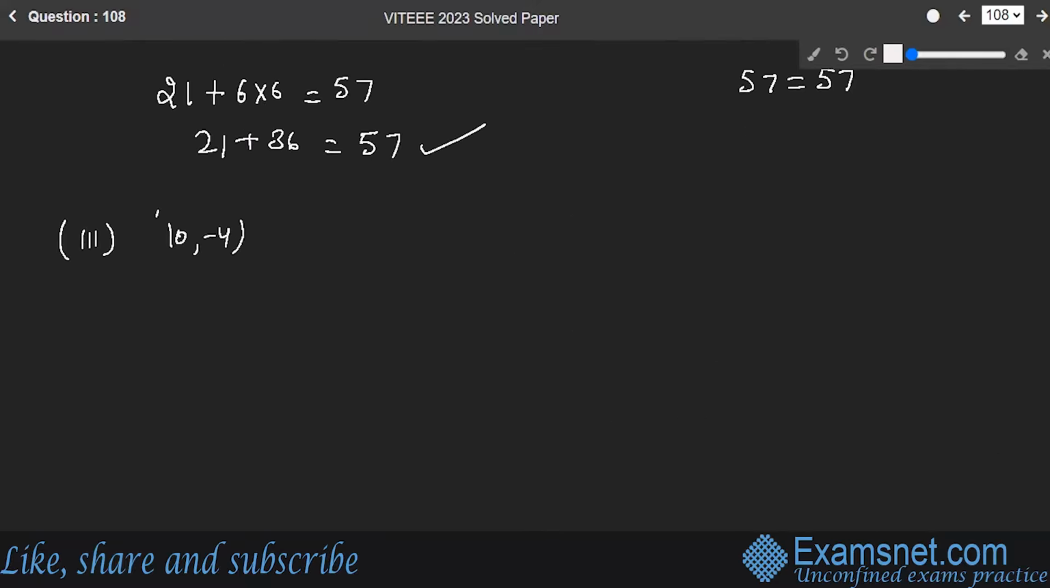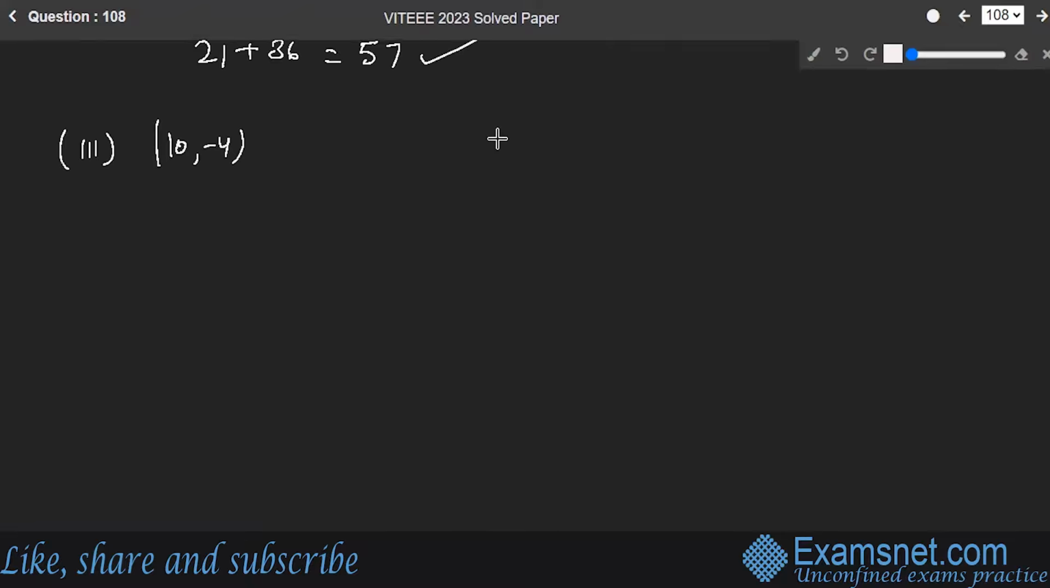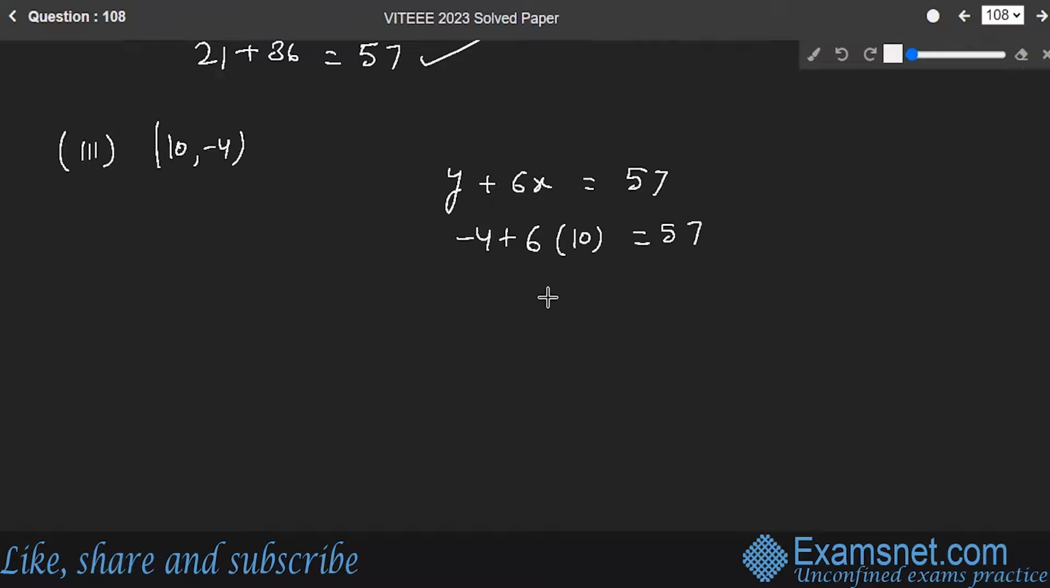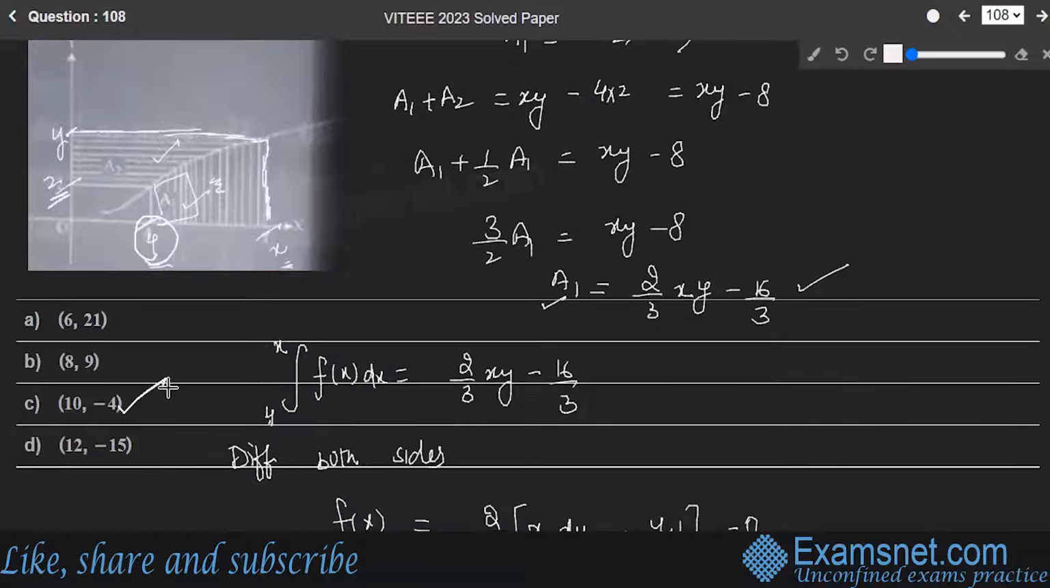The point is (10, -4). The given equation of the line was y + 6x = 57. So -4 + 6 into 10 should be equal to 57. But this is 56, right? And that is not equal to 57. That means we got our point which is not satisfying this equation. Option C is the correct answer.